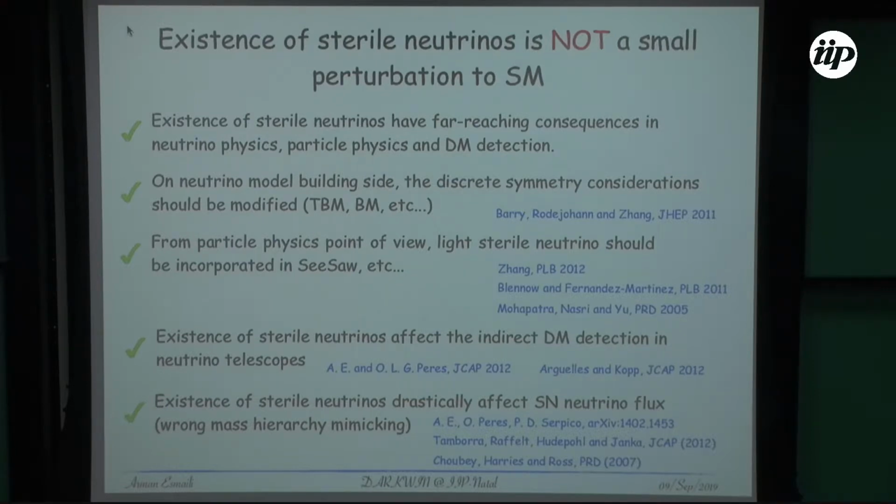If you have a sterile neutrino in the electron volt scale, that will change because there is an MSW resonance in the sun if there is a sterile neutrino. And also the supernova prediction for the neutrinos will change. Even the claims that you can find the hierarchy of the neutrinos by the supernova neutrinos, if there is a sterile neutrino, it will be much more complicated, because there is a possibility that you can have a wrong mass hierarchy mimicking if there is a sterile neutrino.